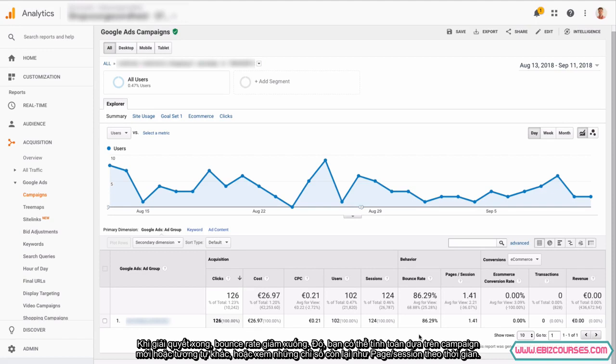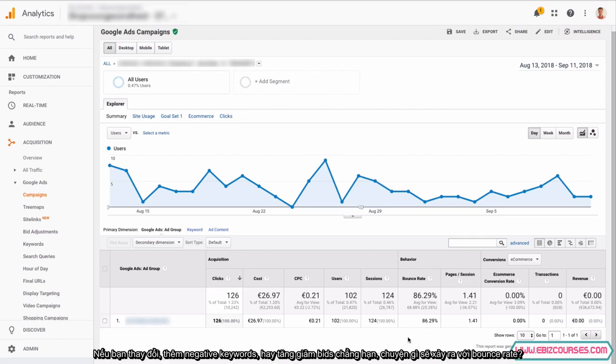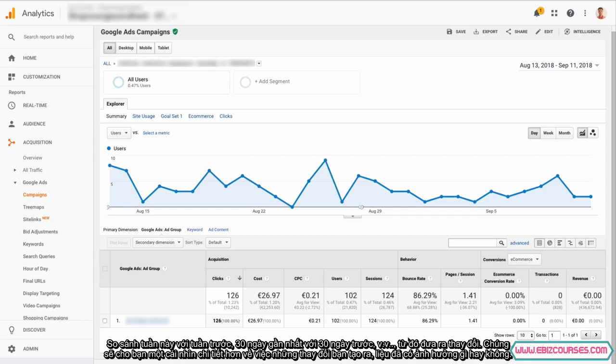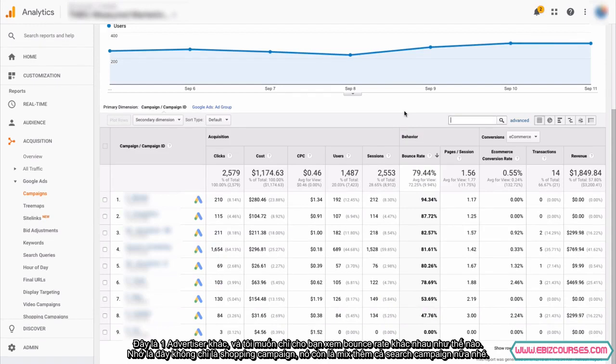So you want to compare this bounce rate to other campaigns that are new or are in a similar trajectory. Or you can also compare the bounce rate and the pages per session over time. If you make changes, if you add negative keywords, or if you increase bids today, what does that do with the bounce rate? Let's say compare this week against the last, or these last 30 days versus the 30 days before that. And that will give you a better idea on if the changes you're making are actually having an impact.